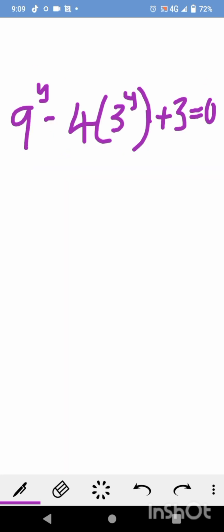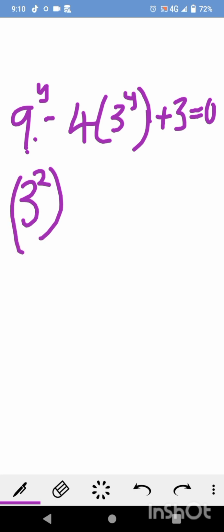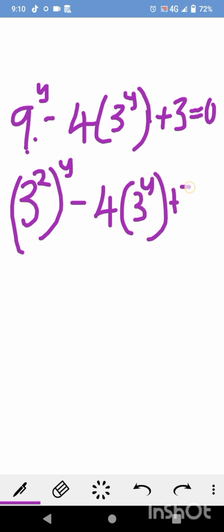Let's see how to solve this other problem. Here we make 9 to be expressed in base 3, so that we can define 3 raised to power y. So there we have 3 raised to power 2, that's your 9, raised to power y, minus 4 times 3 raised to power y, of course, plus 3, and it was equal to 0.